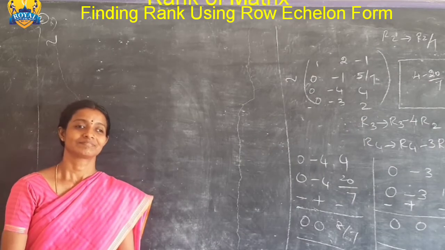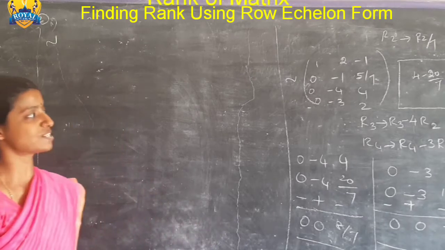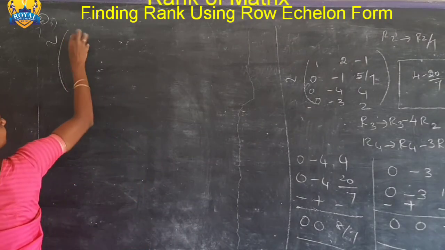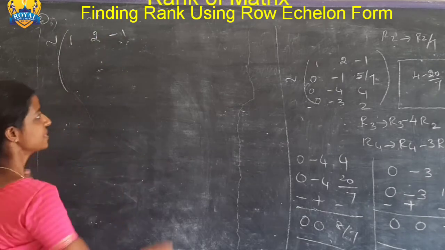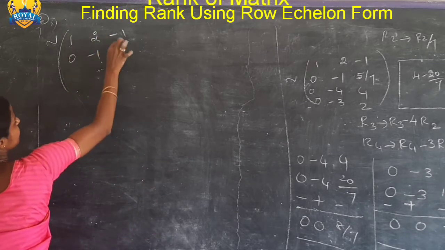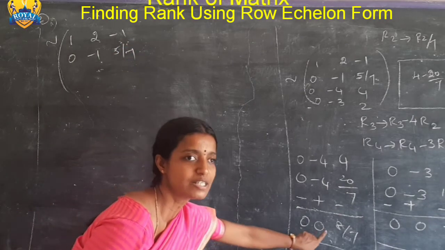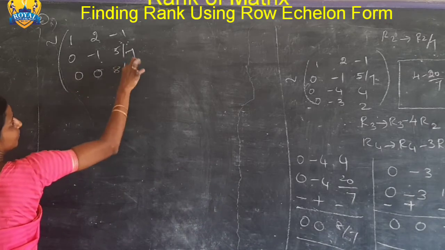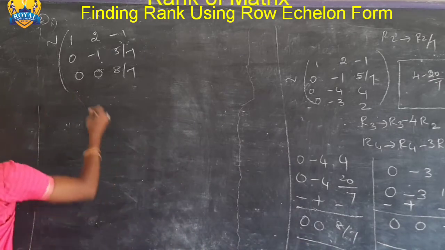So now what is my equivalent matrix after carrying out all those operations? My row 1 remains as such, 1, 2, minus 1. My row 2 also remains as such, 0, minus 1, 5 by 7. Row 3, what do I have? 0, 0, 8 by 7. My row 4 is 0, 0, minus 1 by 7.